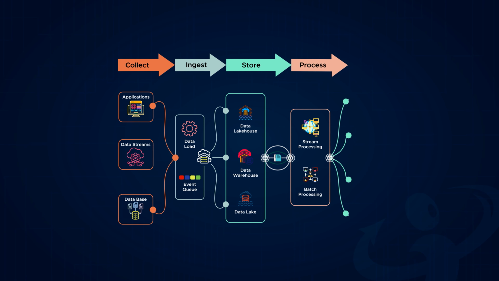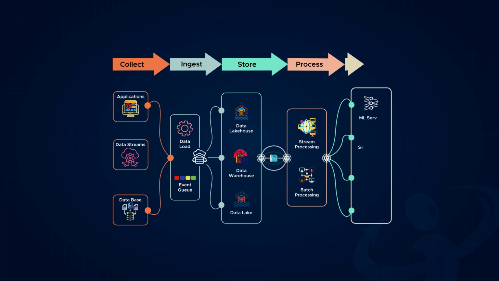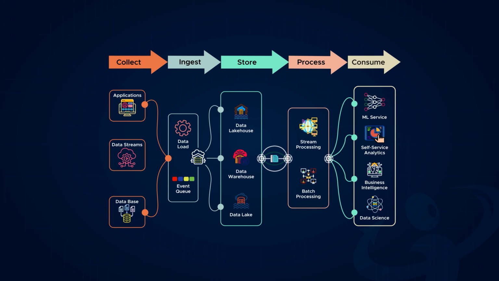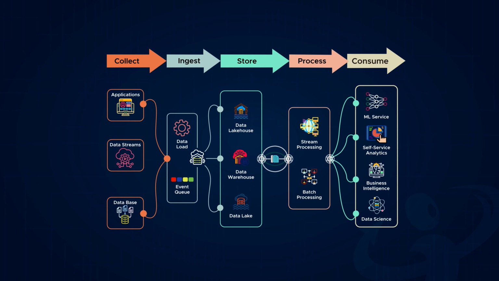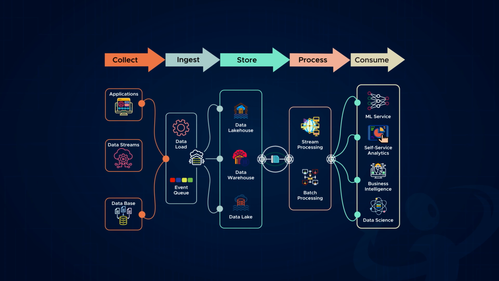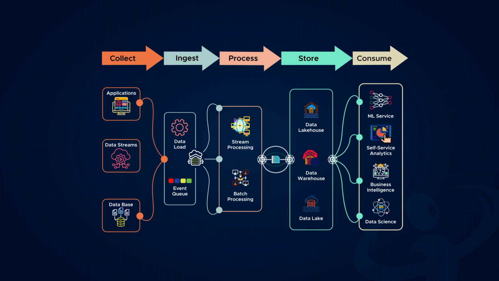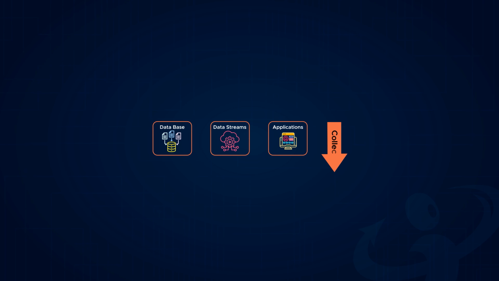A data pipeline typically consists of 5 key stages: collection, ingestion, storage, processing, and consumption. The order of these stages may vary based on the type of data, but they are generally present in every pipeline. Let's begin at the top.